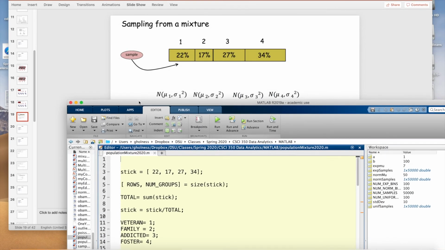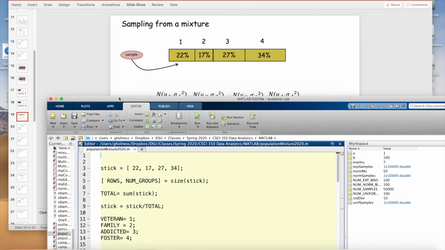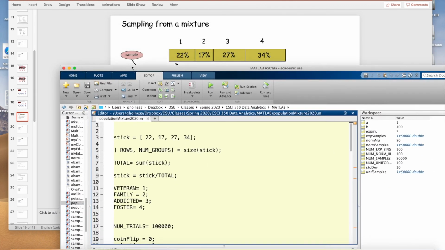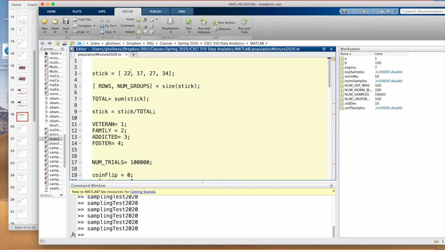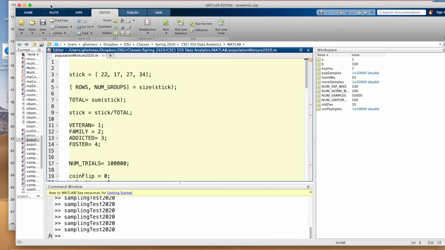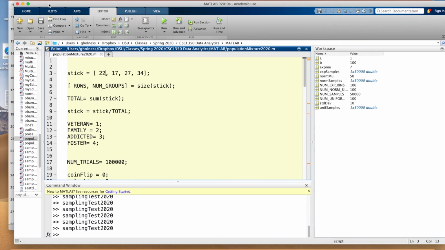Now, certainly, if I said 23% for the first group and 33% for the last group, I can always change this number to 23 and that last number to 33. So it's very easy with stick breaking to change your proportions based on your assumptions for the system that you're trying to model. Then I take a look at all the categories, so I measure the size of the stick and sum it together, and then I convert this set of numbers for the stick into proportions.